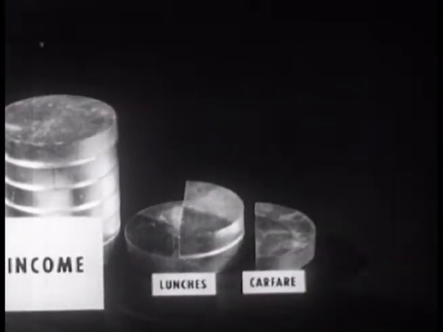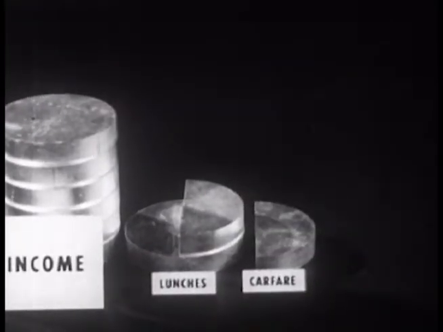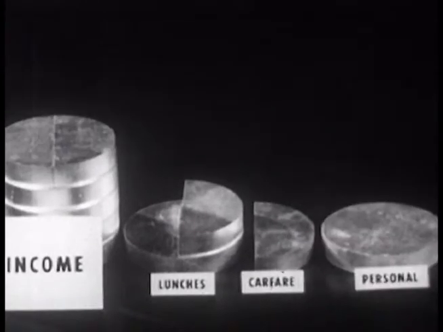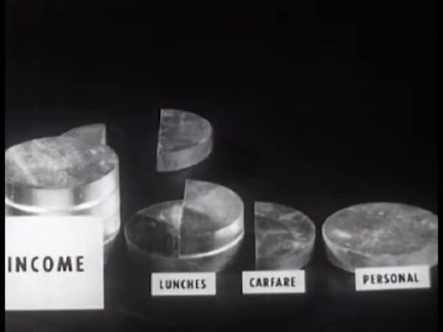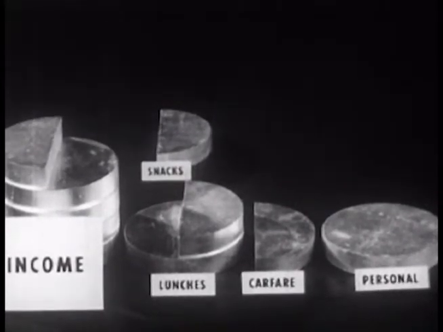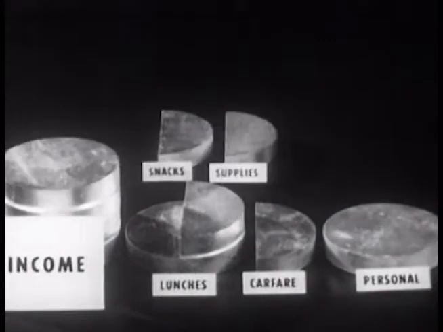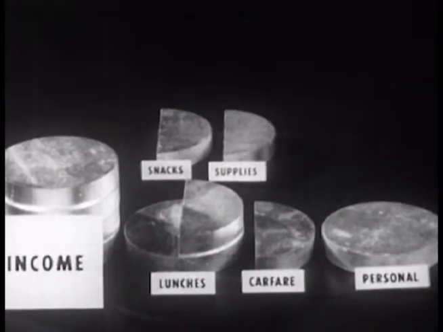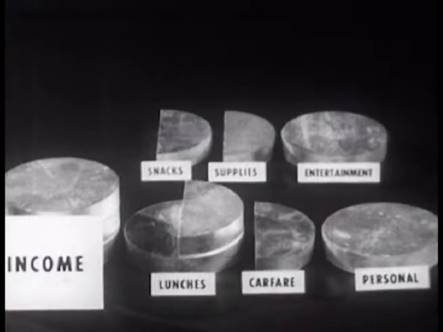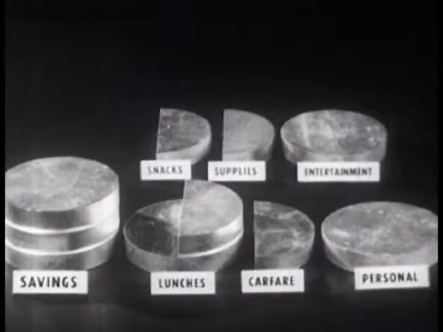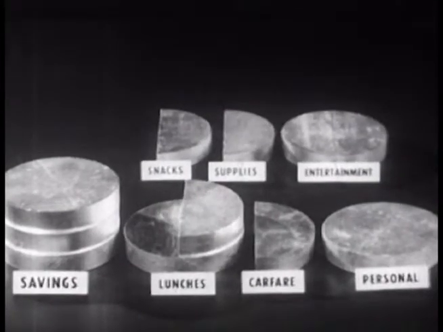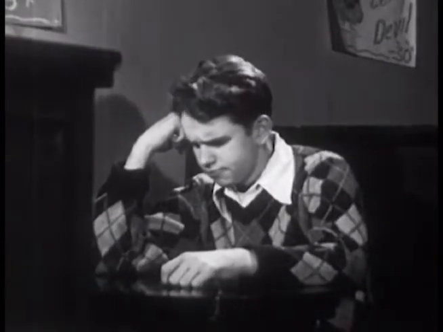Let's see. Regular, predictable expenses like lunch money, car fare, and then the expenses that aren't quite so easy to predict. Personal expenses, after-school snacks. Now let's try to hold that down to 50 cents and save more. Then school supplies. And entertainment, movies and dates. There. Does that handle Jack's expenses? Look, there's $3 left for savings. That's more than Jack expected.